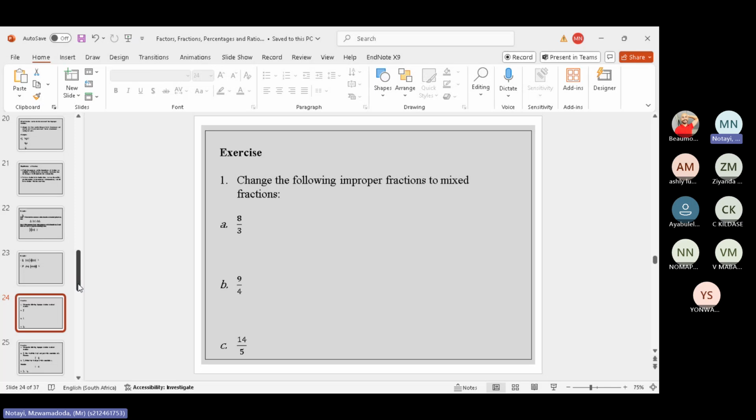Some exercise for you guys: change the following improper fractions to mixed fractions.